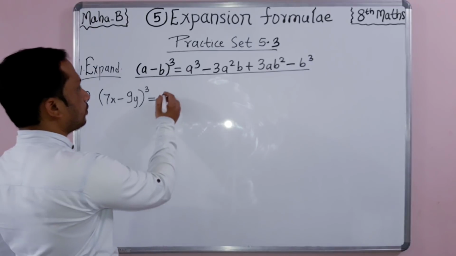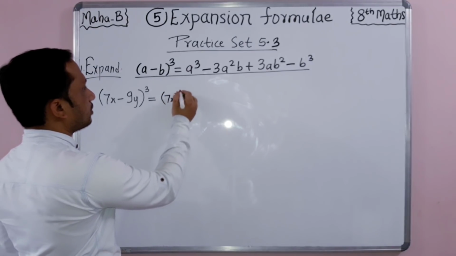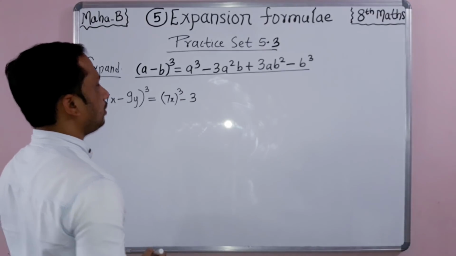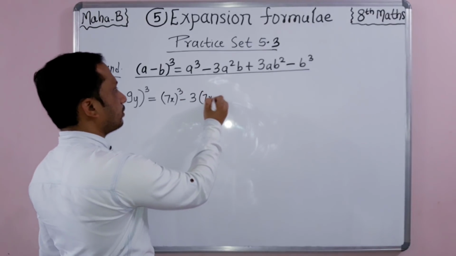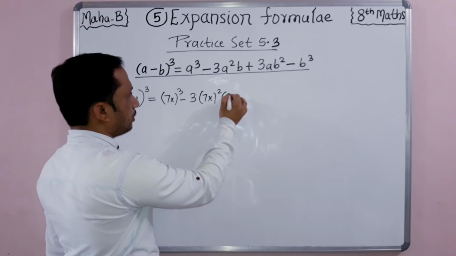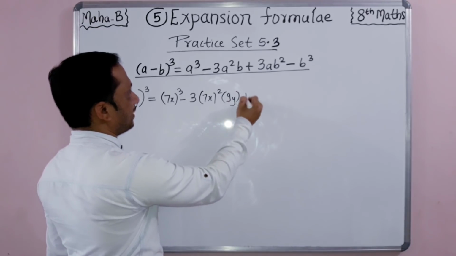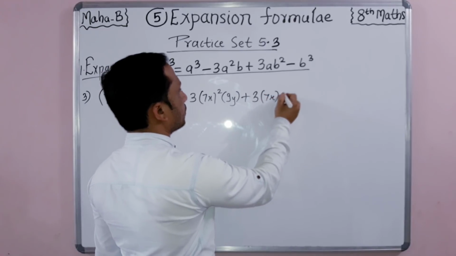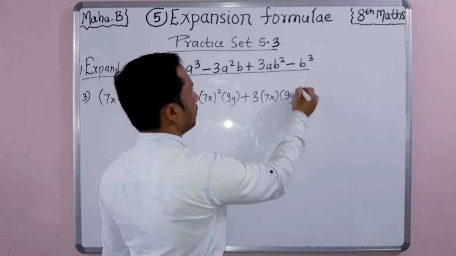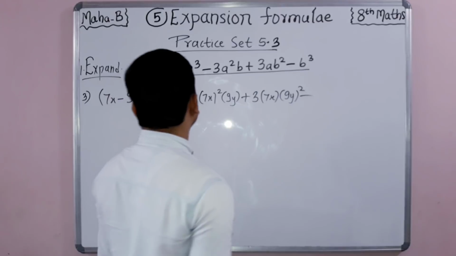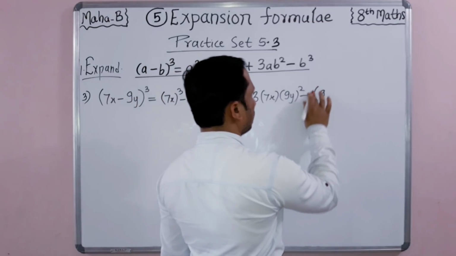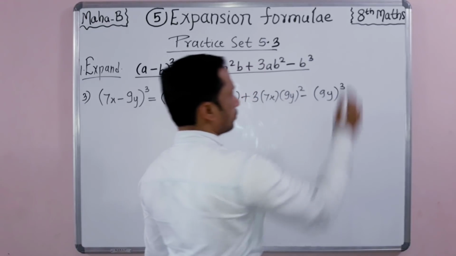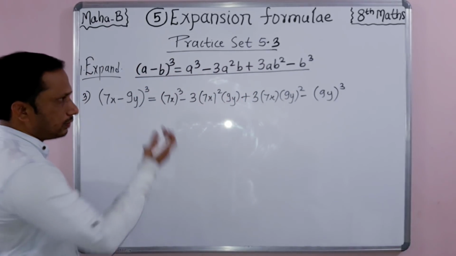A cube means what students? 7x cube is there, minus 3 means what? 3 is there, and minus 3a square is what? 7x square into b is what student? 9y. Okay student, plus sign is there, 3a is what? 7x, and b square is what? 9y square is there, and minus b cube is what student? 9y cube. Okay, 9 and y cube is there. Okay students, so first of all expand the given number like this.